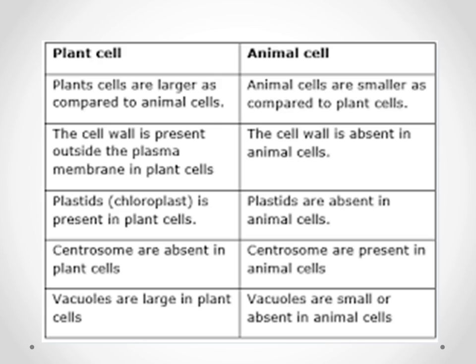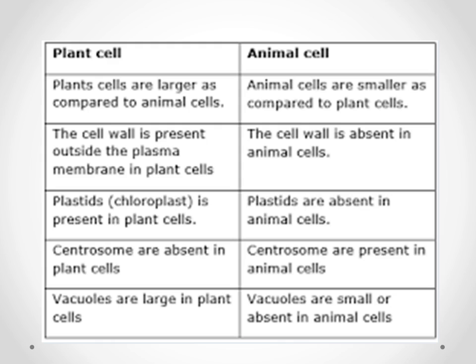Now let us quickly revise the difference between plant cell and animal cell. Plant cells are larger as compared to animal cells. Animal cells are smaller as compared to plant cells. The cell wall is present outside the plasma membrane in plant cells. The cell wall is absent in animal cells. Chloroplast is present in plant cells. Chloroplast is absent in animal cells.